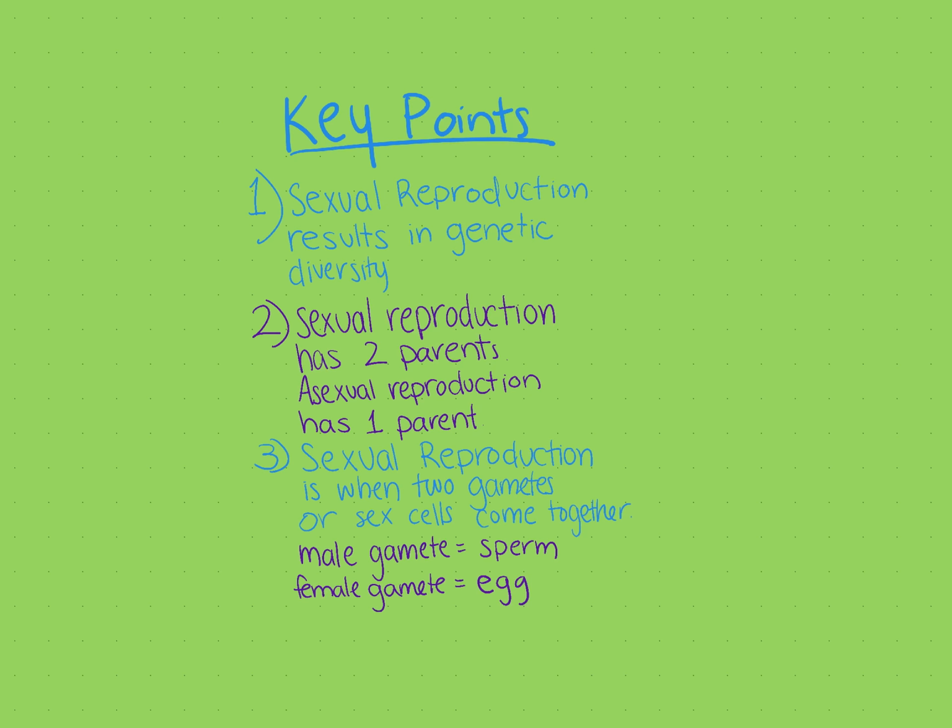So key points in sexual reproduction: number 1, it results in genetic diversity because it's not just one individual cloning itself. Sexual reproduction comes from two parents combining their genetics and creating a new combination. So it results in genetic diversity. Number 2, sexual reproduction has two parents, while asexual reproduction only has one parent. And number 3, sexual reproduction is when two gametes or sex cells come together. A male gamete is the sperm and the female gamete is the egg.